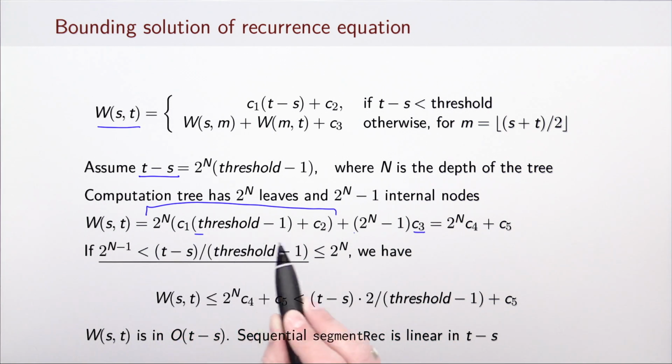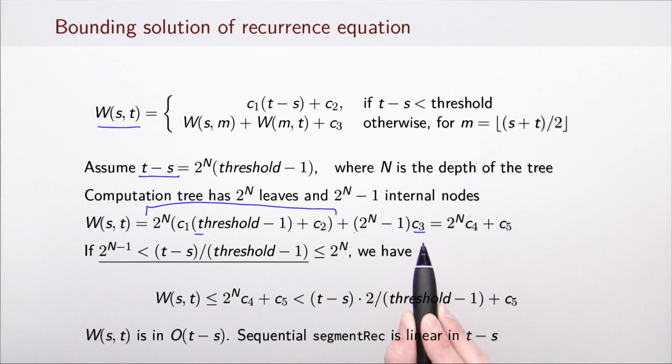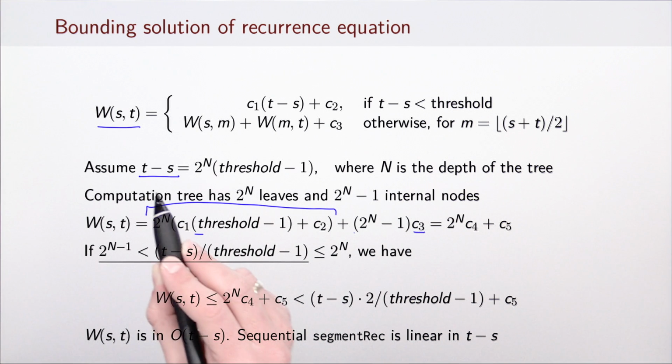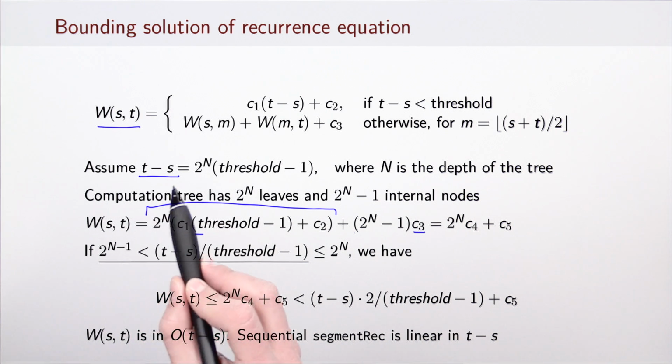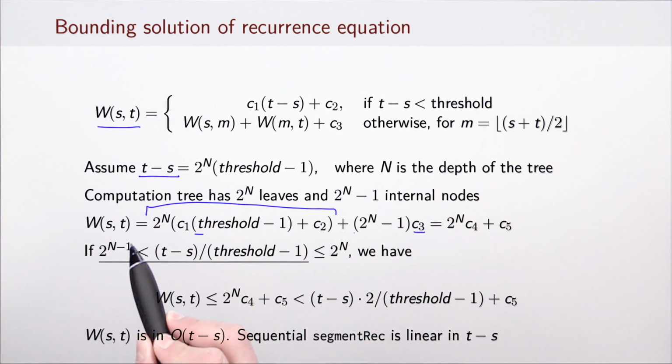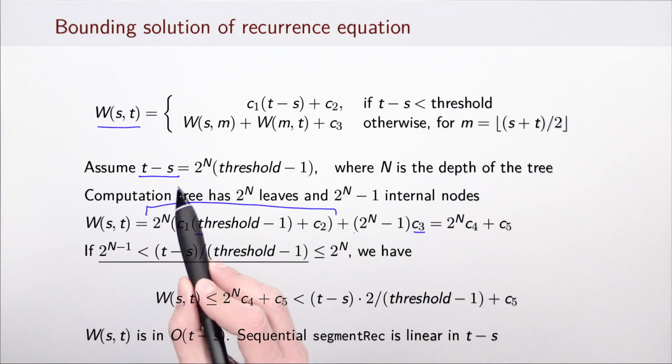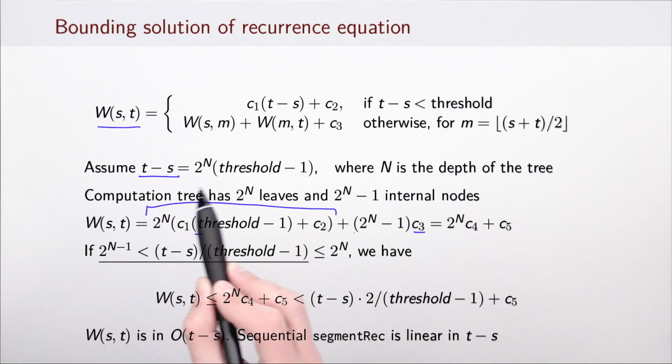If we now look at what is constant in this big expression, we will conclude that n is the variable. That's what depends on t minus s. And so we can describe the work performed by our function as a linear function of 2^n. Okay, so we have concluded that, when t minus s is of this form, then the work is linear in t minus s, because 2^n and t minus s differ by just a constant factor.